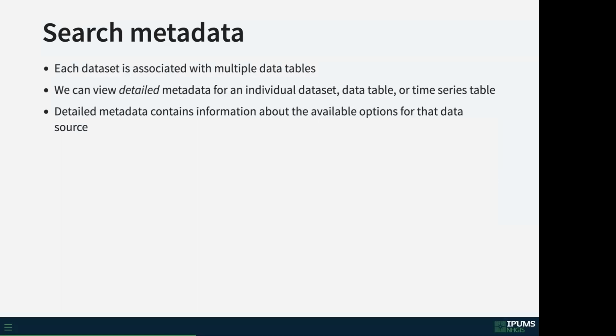And as I mentioned before, each data set is associated with multiple data tables. So this is where the detailed metadata comes in. Now that we've identified a particular data set, we can actually see the specific options available for that data set in the detailed metadata. We can use the exact same function to get this, though. So we still use get_metadata_nhgis. The only difference is that now we can provide the specific data set name to the data set argument, and that should give us the metadata for that data set specifically.